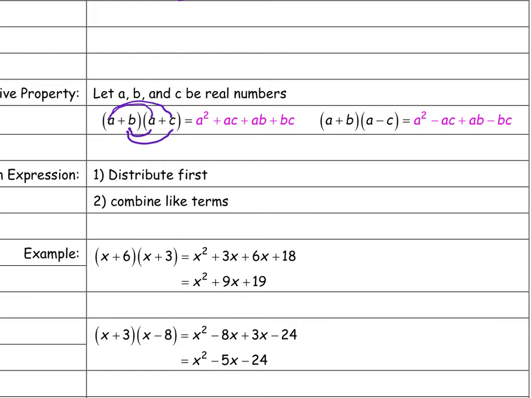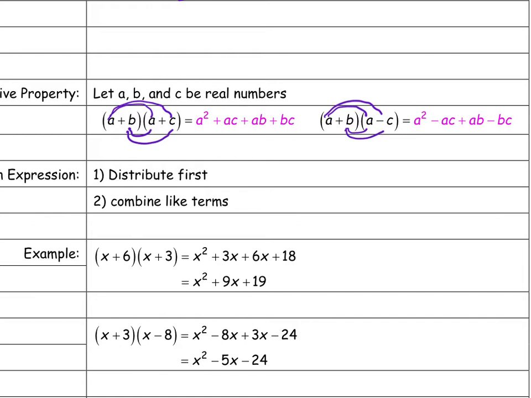I distribute first with the first letter in the first parenthesis, or number, whatever it happens to be. And then I distribute the second number through the whole second parenthesis. Does that make sense? So for the second one, it would be A times A is A squared. A times negative C is negative AC. Okay, and B times A is AB, and B times negative C is negative BC.